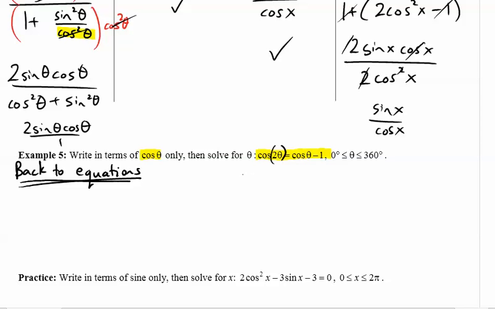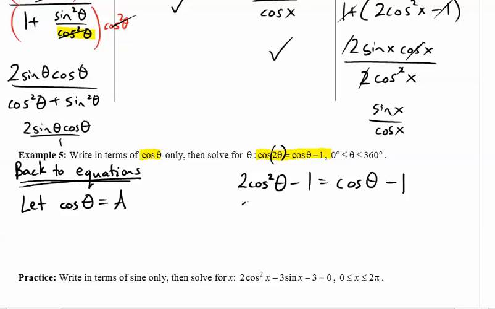So let's change this to 2 cos squared theta minus 1. Okay. I am going to let cosine theta be the letter a. This is 2a squared minus 1 equals a minus 1. Do you remember what to do? Add 1. Okay. Gather all the terms together on one side.